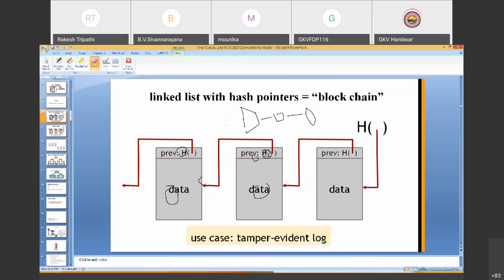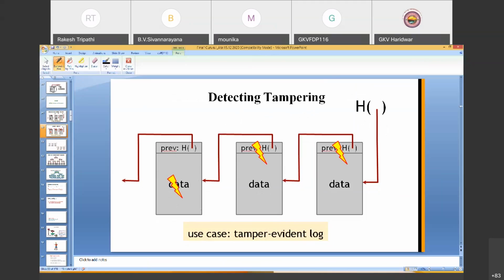Now, this blockchain is a data structure and it is tamper evident. How is this tamper evident? What do we mean by tamper evident? Let's see how we can detect tampering.